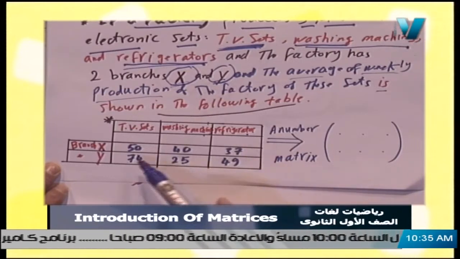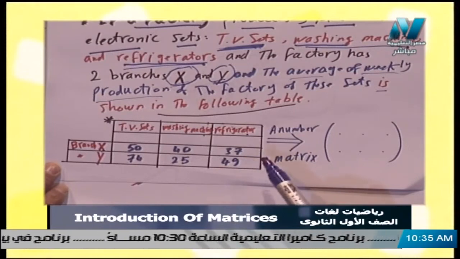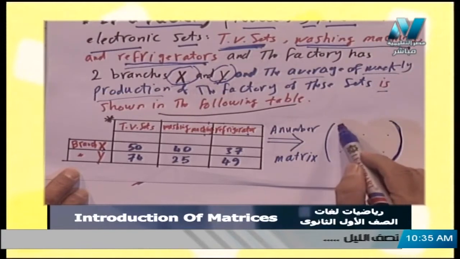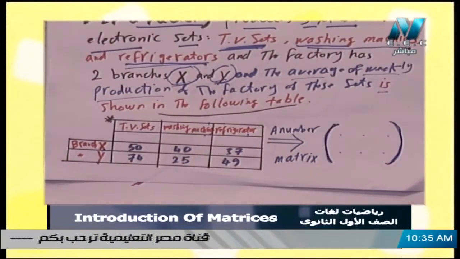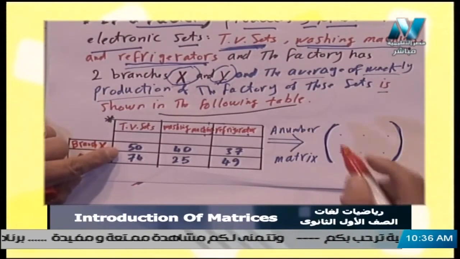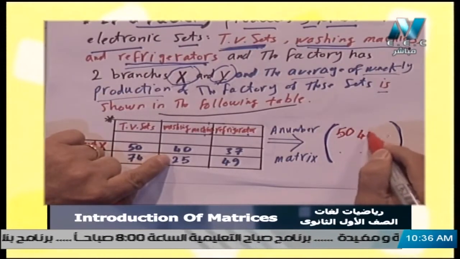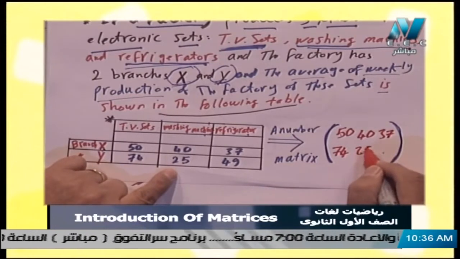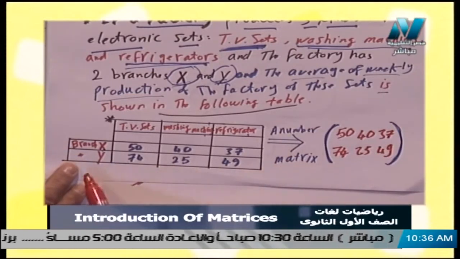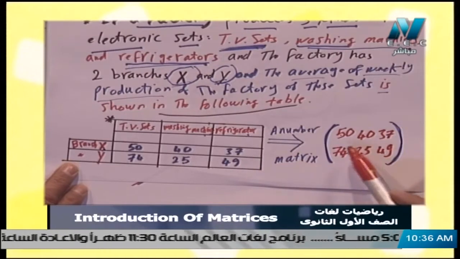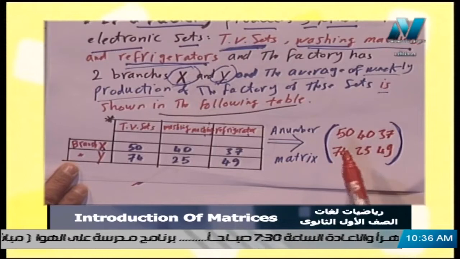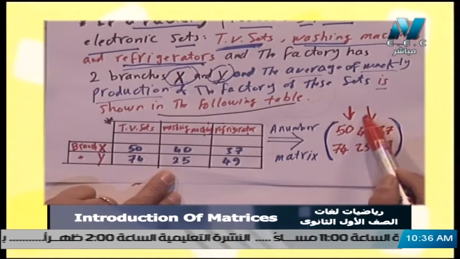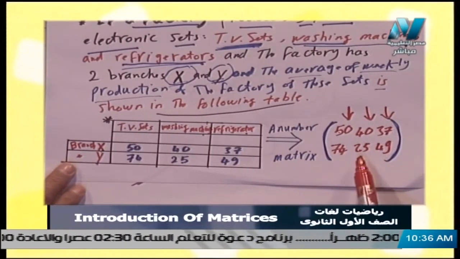We would like to express this data in an easier way, which is the matrix. We have two parentheses here, and we will write these numbers as follows: 50, 40, and 37, then 74, 25, and 49. So all this data can be written in the following easy way as a matrix. We have elements in the first row, and in the second row we also have three columns. So the numbers are written this way, and this is the matrix.